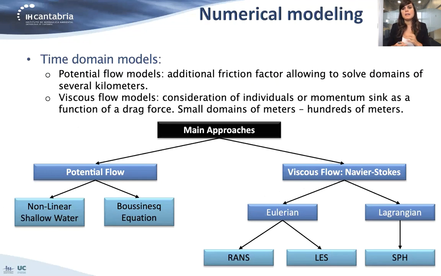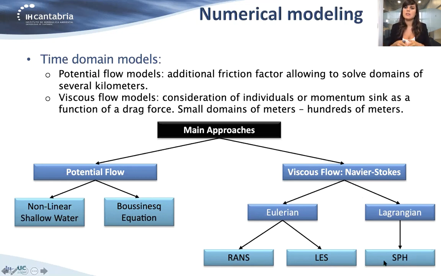Focusing on time domain models, we can differentiate two main groups: models dealing with potential flow and models resolving Navier-Stokes equations. The first ones usually introduce the effect of the ecosystems by an additional friction factor. The second ones, especially the ones dealing with Reynolds average Navier-Stokes equations, RANS equations, usually introduce a drag force into the momentum equation as a sink of momentum.